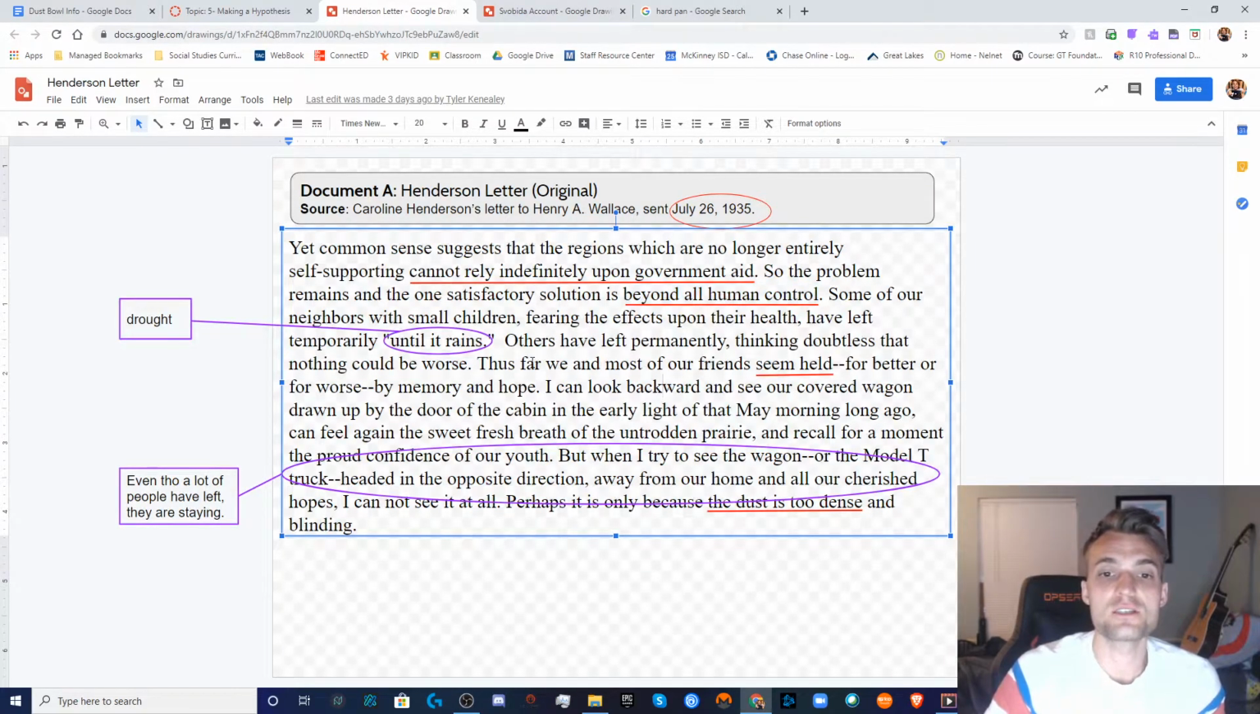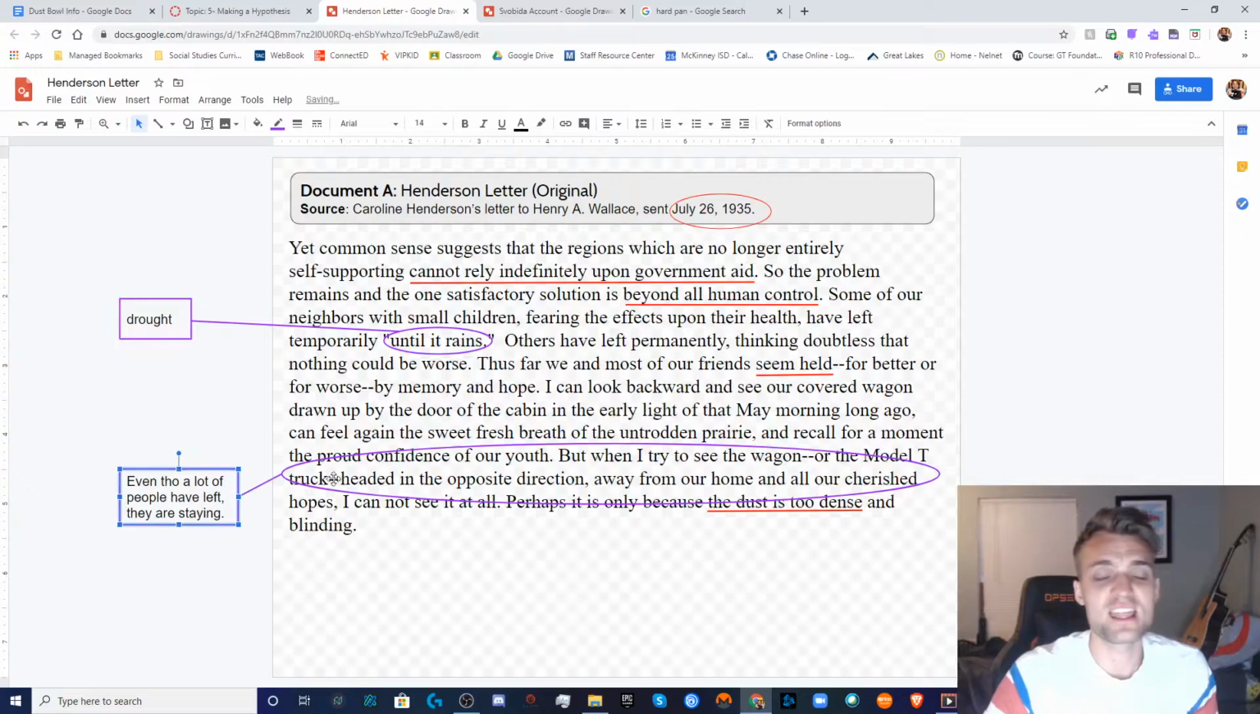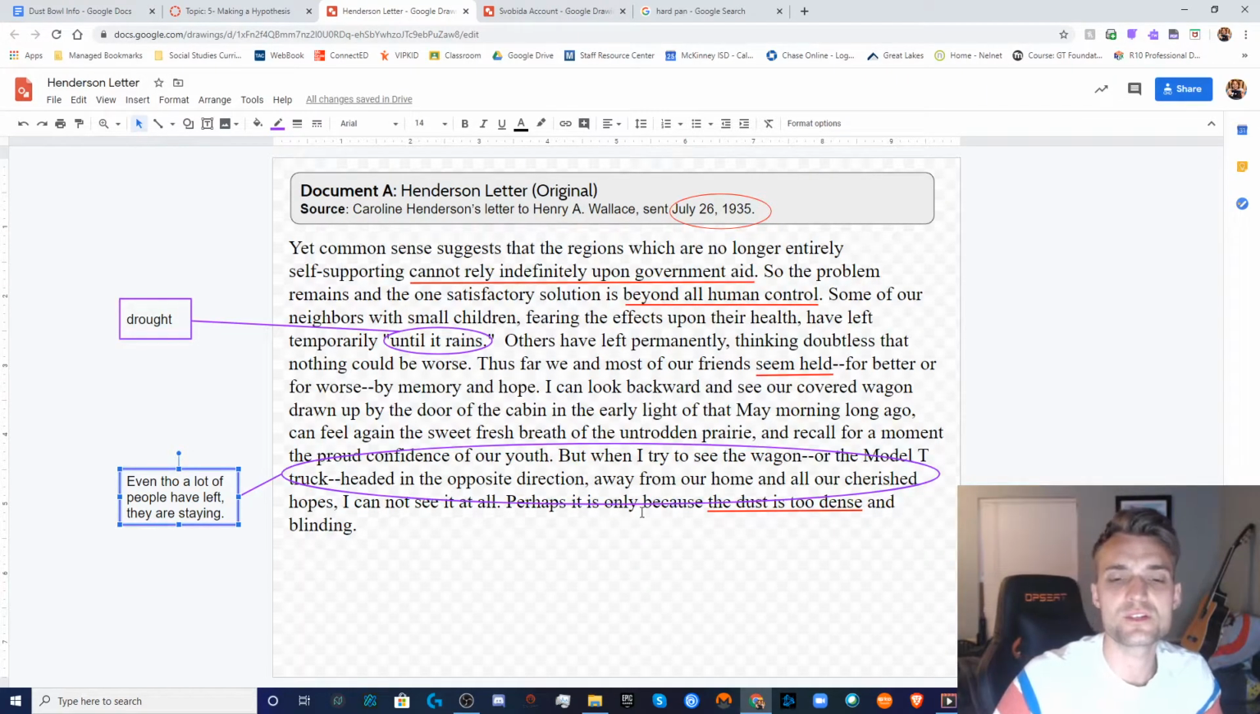So she says, others have left permanently, okay, and some have left temporarily. Those who have left temporarily had said, and these quotation marks mean that this is their words, until it rains. So we're leaving until it rains. Even though a lot of people have left, they are staying. This is interesting. But when I see the wagon or the Model T truck headed in the opposite direction away from our home and all our cherished hopes, I cannot see it at all.